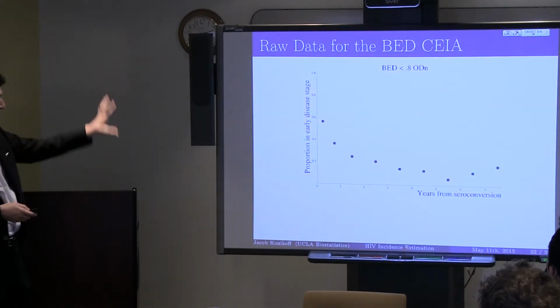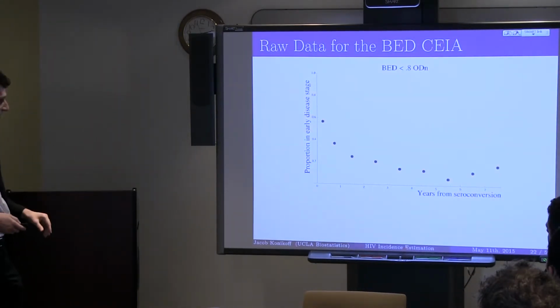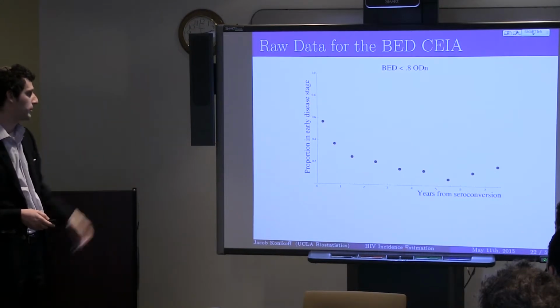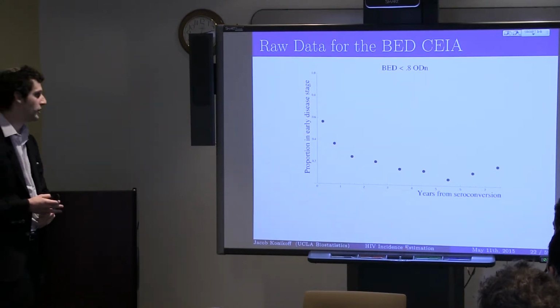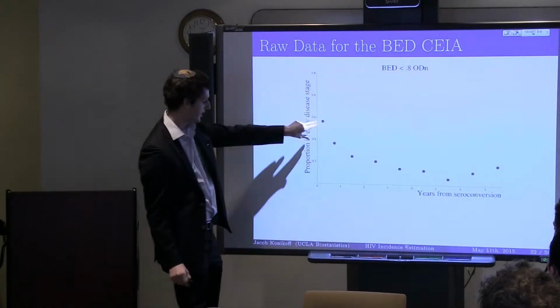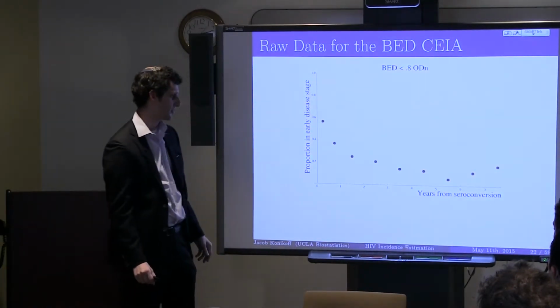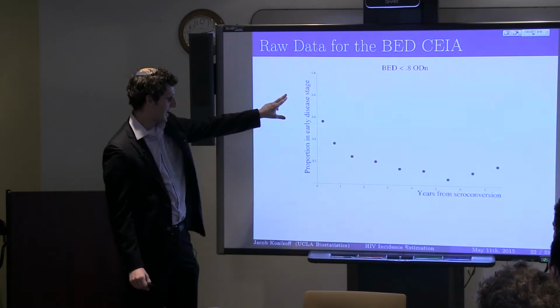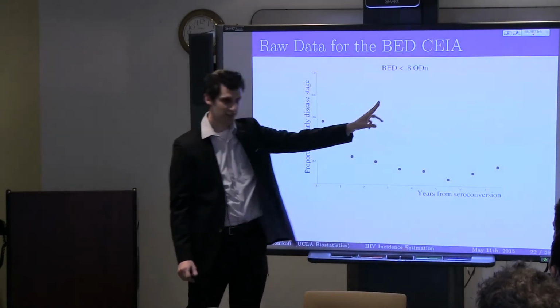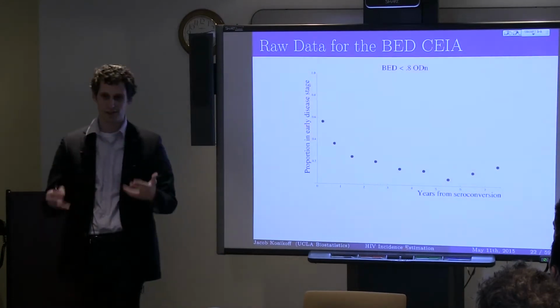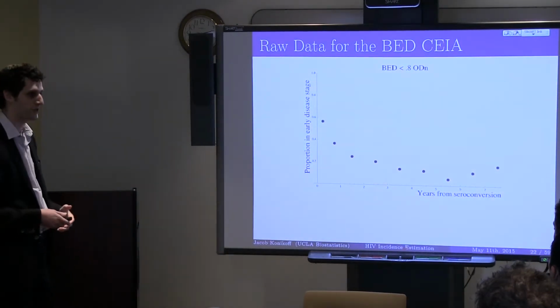So just to show you some data, these are just the actual raw proportion of people we're finding in the early disease stage at the various points in time. So you can see that this is not even that high early on. It's somewhere around 60%. And then it sort of drops off and then kind of spikes up at the end, which is when these people are re-entering it because their immune systems are collapsing.